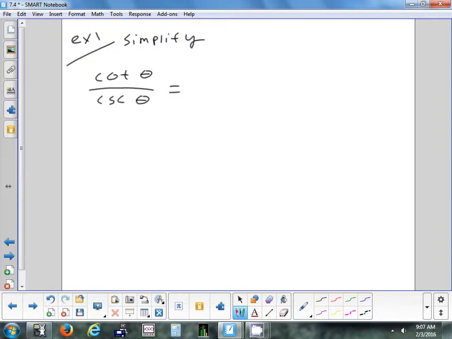All right, so let's start with the numerator. Cotangent. How can I write cotangent in terms of sines and cosines? We could do 1 divided by tangent. In this case, that identity is not going to help us, but we might use that in a later problem. Cosine over sine. So the top becomes cosine over sine. And what about cosecant? That's 1 over sine.